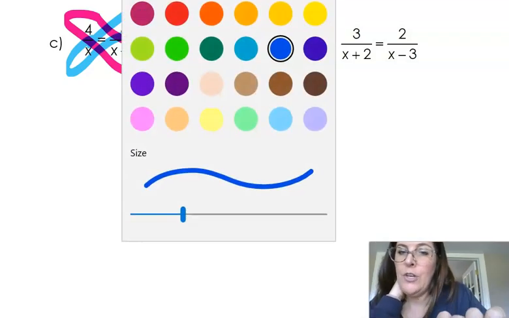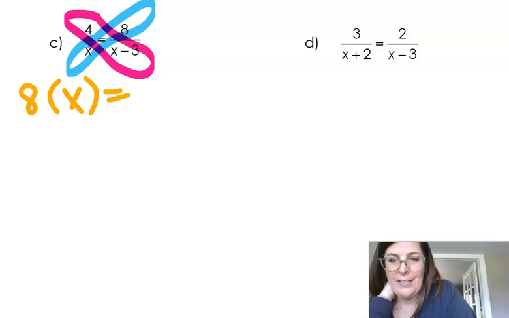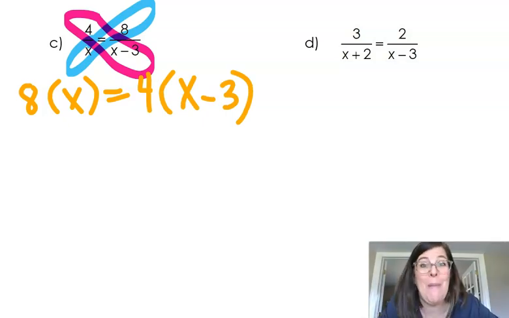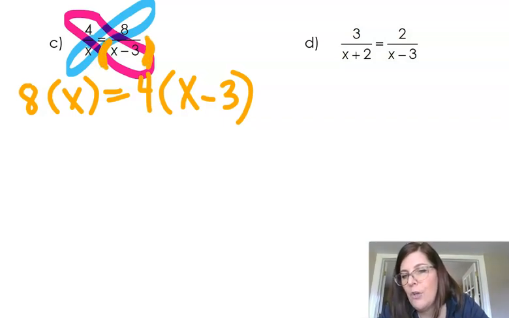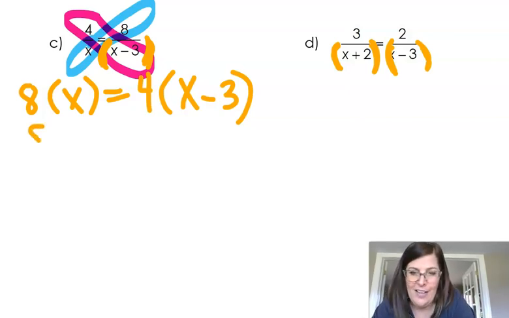So this is where you need to know, when I write this out as 8 times x is equal to 4, I gotta put that x minus 3 in parentheses because that 4 has to get multiplied by both of them. So I always tell people, if we were together, I would say put parentheses around this. Whenever you have something that is more than one term, put parentheses around it to help you remember you're gonna have to distribute.